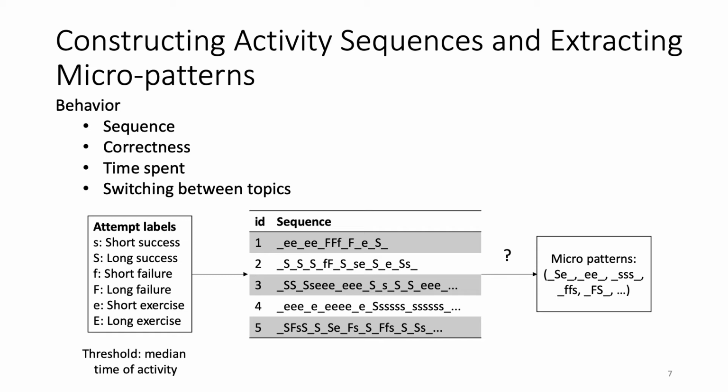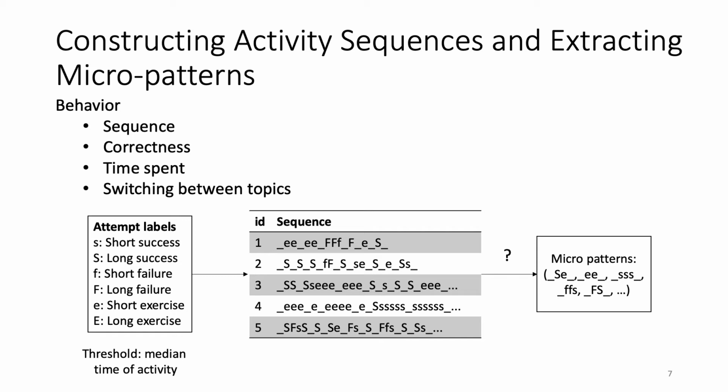So, we label students' example reading interactions with the letter E, and for problems, we show the successful attempts by S and the failed ones by F. If the activity duration is less than a specific threshold, we use a lowercase letter, and if it is greater than the threshold, we use a capital letter to represent it. The used threshold is the median time that all students have spent on that problem or example.